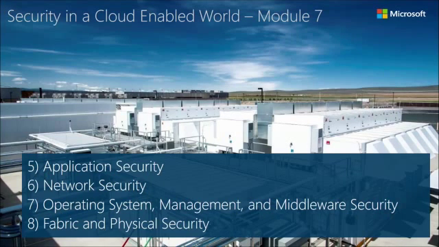Welcome to Module 7 of Security in a Cloud-Enabled World. In this module, we'll be covering four different aspects, or four different stages of the Customer Recommendations Roadmap. We'll be covering application security, network security, operating system management and middleware security, and fabric and physical security.